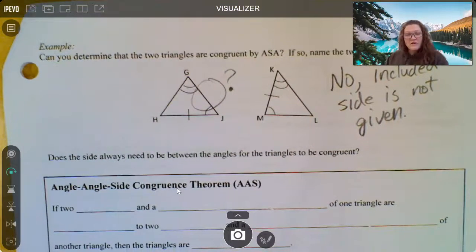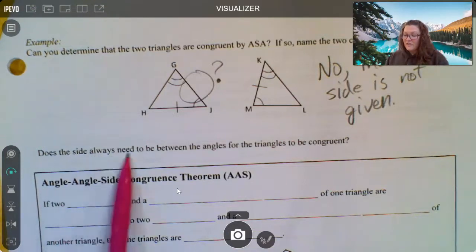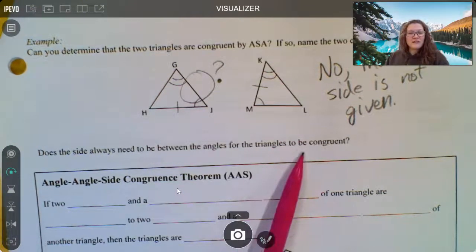That concludes this video. For our next video, we are going to discuss if the side always needs to be in between the angles for the triangles to be congruent.